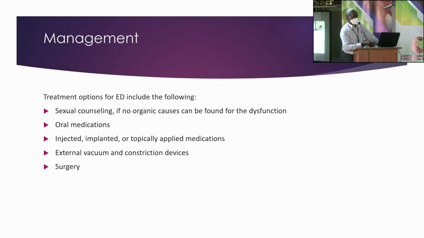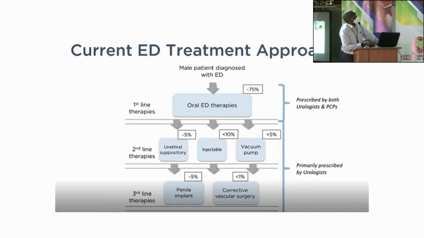If you look at the guidelines that we have, you can see various approaches to the treatment of ED. Some of the approaches include the first-line therapies, the second-line therapies, and the third-line therapies. The first-line therapies, like the oral PDE5 inhibitors, are widely available, and these are prescribed both by the urologists and the physicians, and even the primary care physicians.